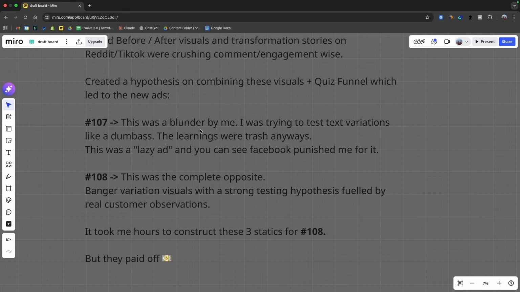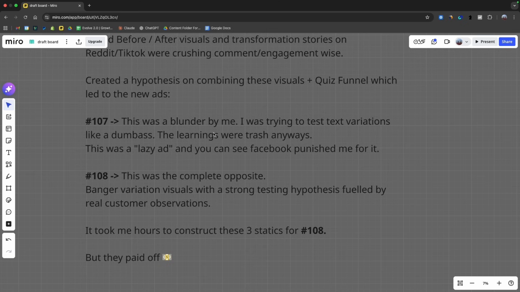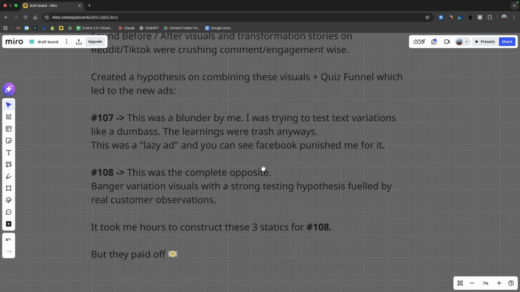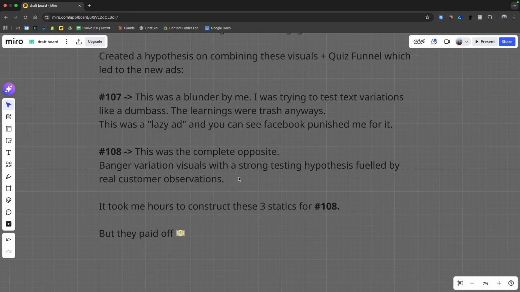107, this was me being a bit of a dumbass, I can't lie. Looking back on it now, I don't know why I launched this ad, but I was trying to test text variations or something, and my hypothesis wasn't even that clear. The reason I included this is just to show you guys that I do make mistakes as well during my testing process, and you'll see how this was a lazy ad, and you can see how Facebook punishes you for not putting effort into making your ads.